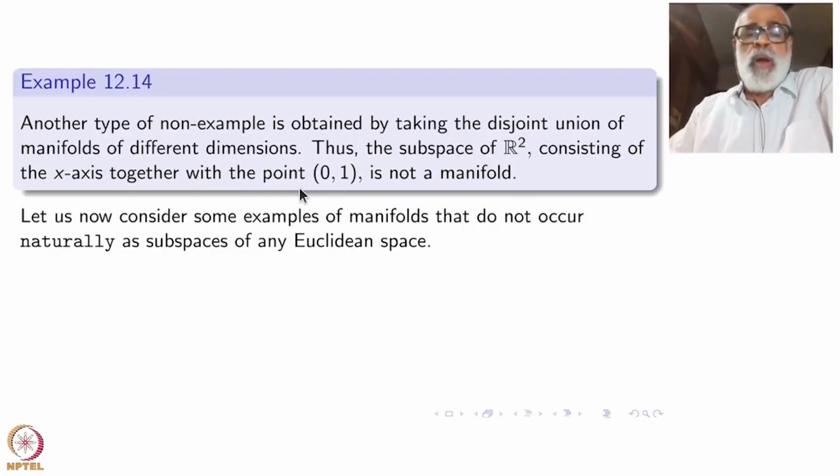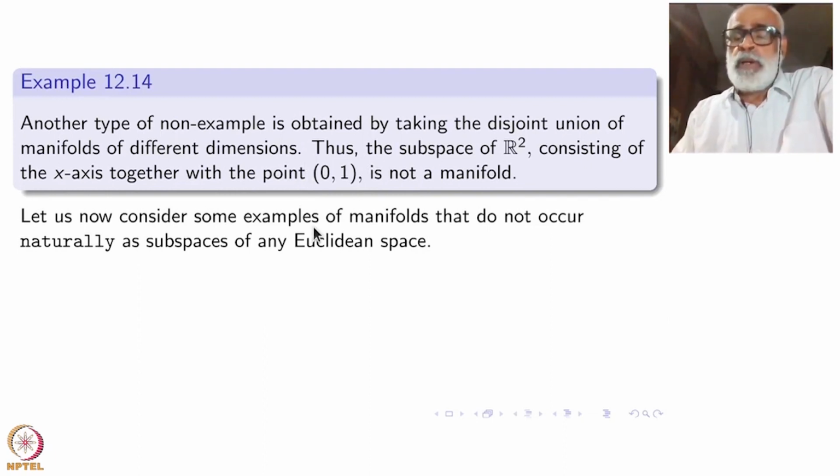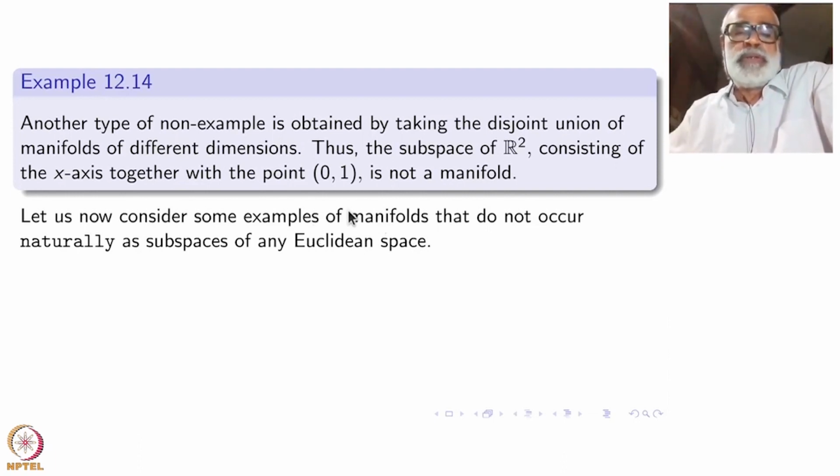Another type of non-example is obtained by taking a disjoint union of manifolds of different dimensions. This I already dealt with, like taking an open arc and a singleton point outside, or a line and a disjoint plane. Those things are not allowed. We don't want to consider them. Such spaces do appear in algebraic geometry, wherein an even larger class of objects are studied.